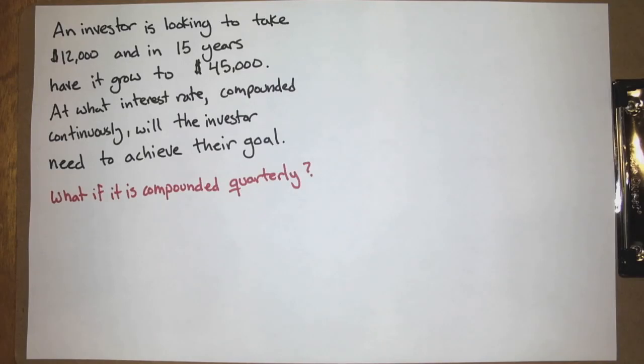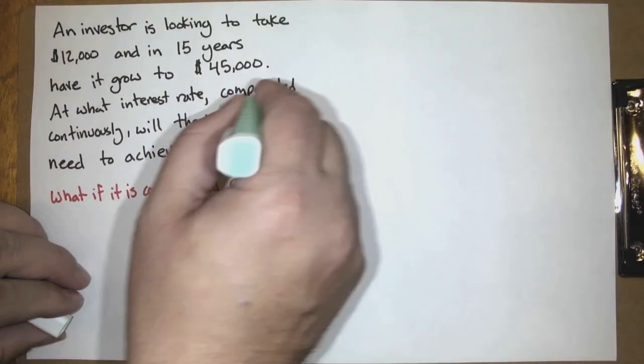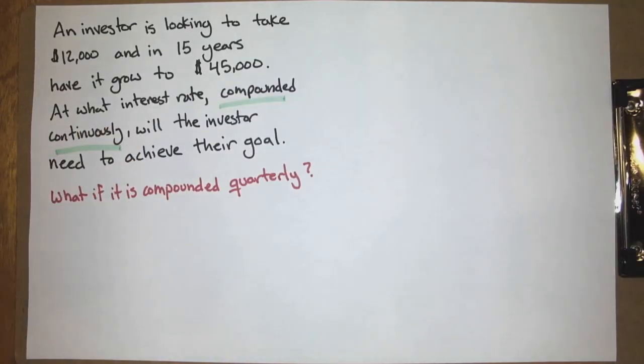An investor is looking to take $12,000 and in 15 years have it grow to $45,000. At what interest rate, compounded continuously, will the investor need to achieve their goal? So they're looking to make an investment, and they basically say, okay, I've got to go and find the right interest rate. What's the investment that will give me what I need? What's that interest rate that I need?